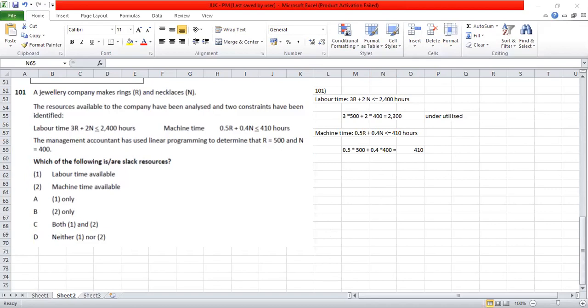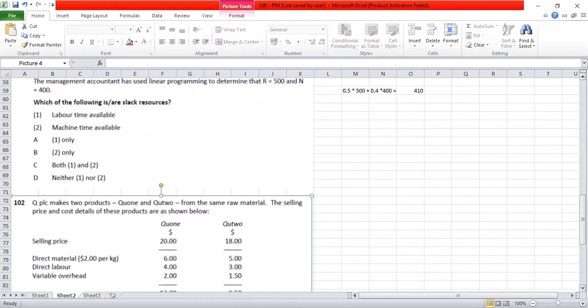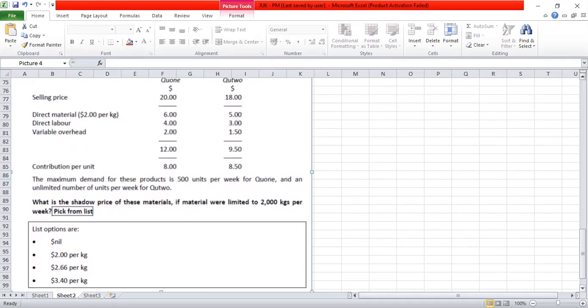The next question is about shadow pricing. QPLC makes two products, Q1 and Q2, from the same raw material. The selling price and the cost details of these products are as shown below. We have Q1 and then Q2. Selling price, direct material, direct labor, and variable overheads are given, and then the contribution per unit. The maximum demand is 500 units per week for Q1 and an unlimited number of units per week for Q2. What is the shadow price of these materials if materials were limited to 2,000 kgs per week?